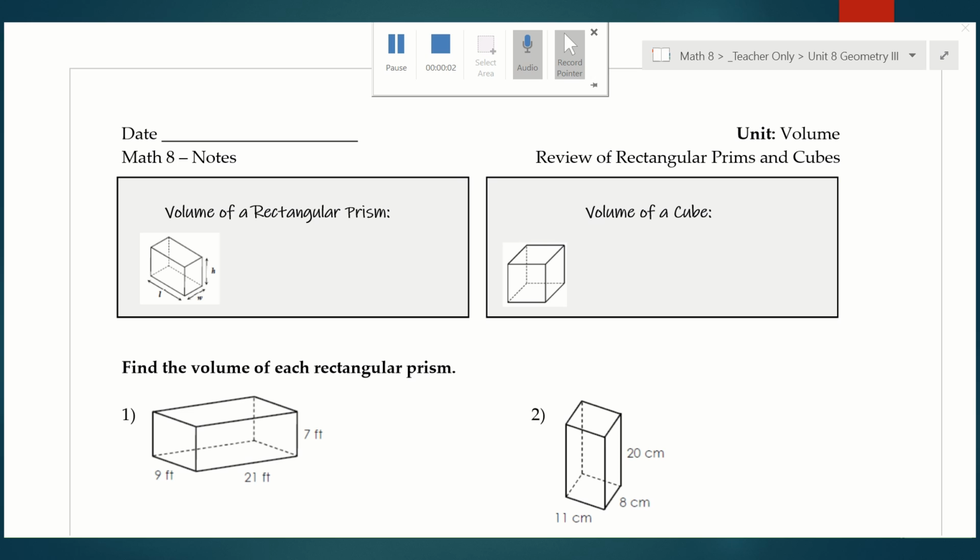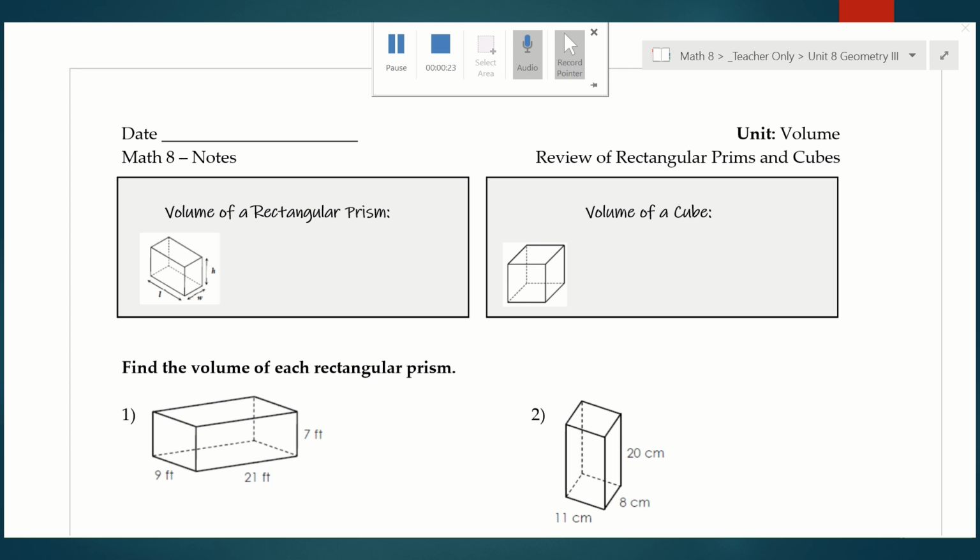Hi, everybody. We are going to be starting a brand new unit today on volume. It's a pretty short unit. It's really just an extension of what you learned last year in 7th grade. And actually today we're doing the volume of rectangular prisms and cubes, and we actually did do this in 7th grade. So this is a bit of a review to start.